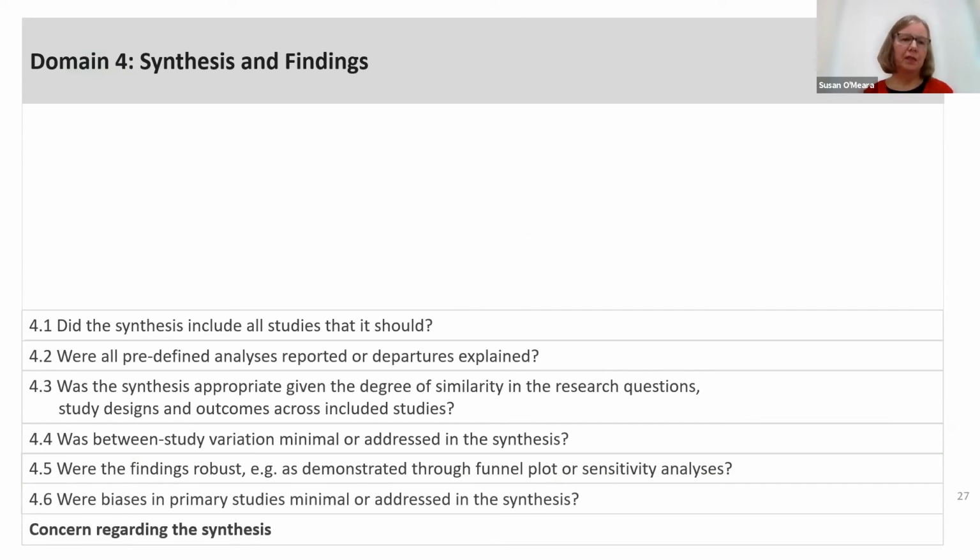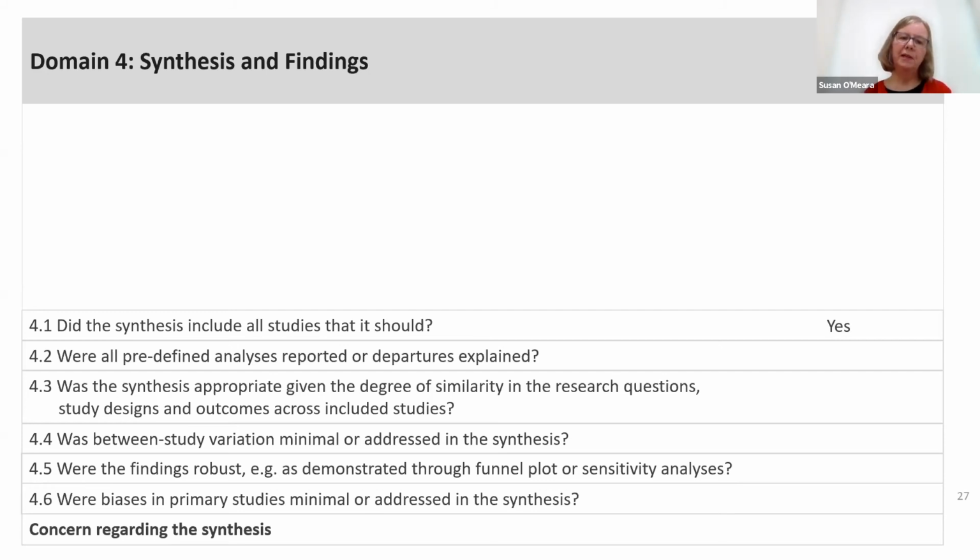So the first question then is whether the synthesis included all of the studies that it should. The synthesis should be based on all eligible studies. So in this instance, yes, it was. We could tell from the meta-analysis forest plots.